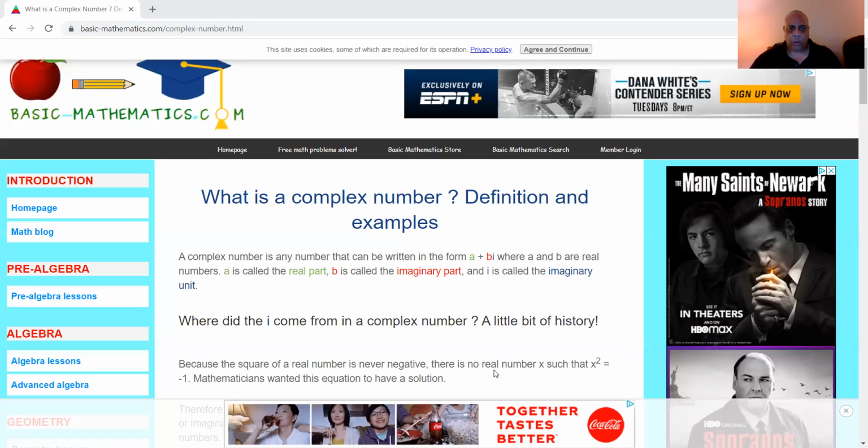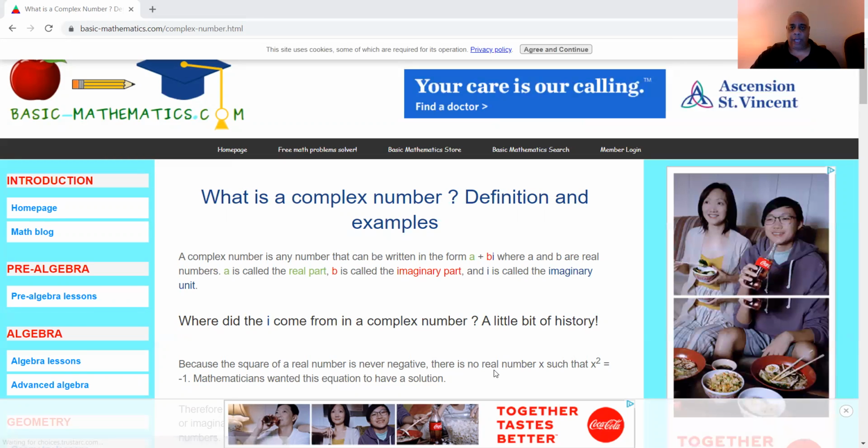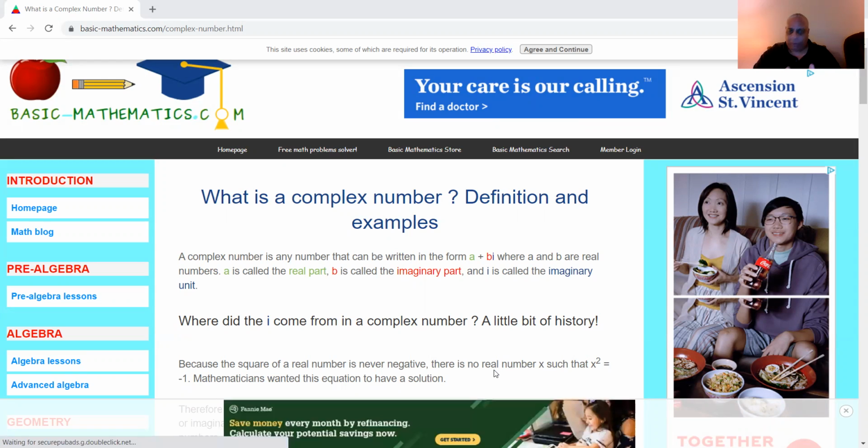So, when we deal with complex numbers, let's define it. A complex number is any number that can be written in the form a plus bi, where a and b are real numbers. a is called the real part, and b is called the imaginary part. Again, the formula is a plus bi. bi is the imaginary number. Again, the b part of the formula is the imaginary unit.